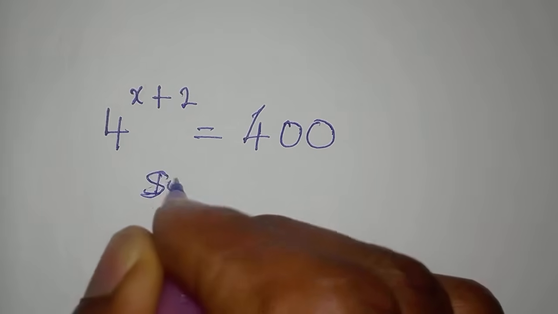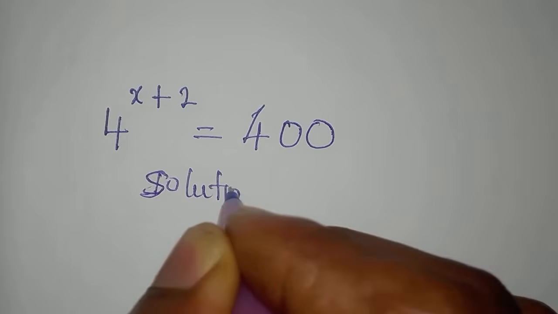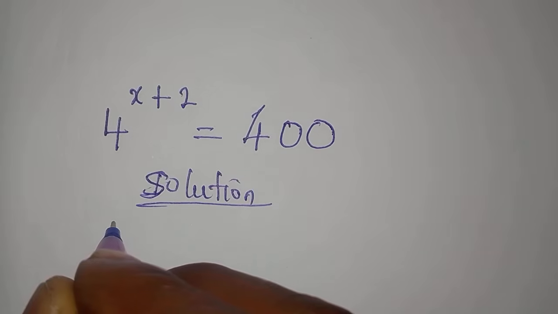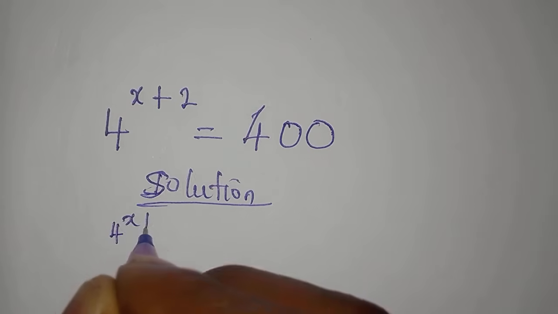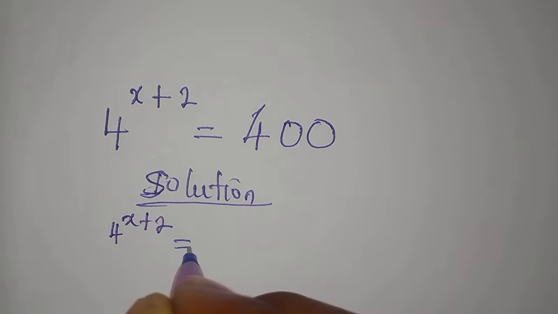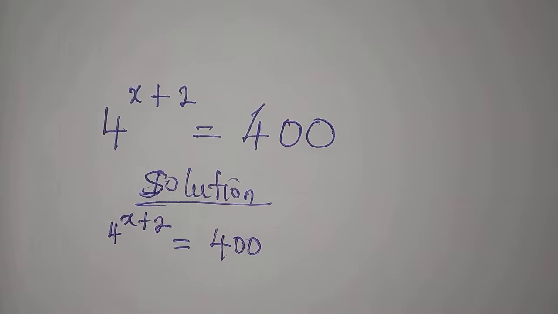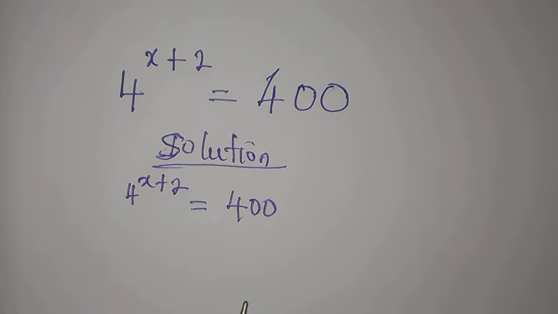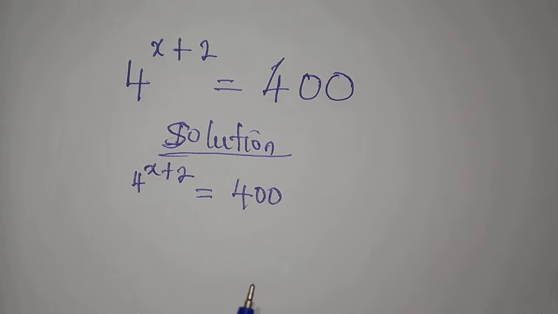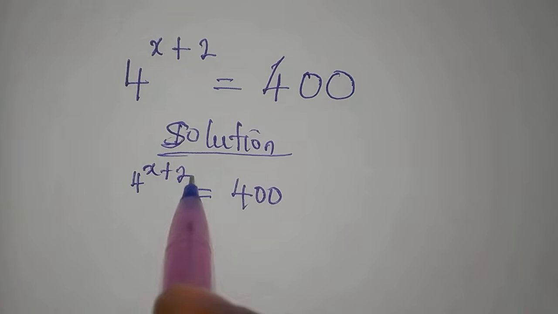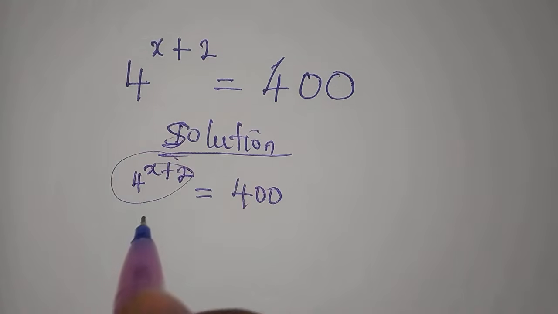Let's provide a solution to this problem here. This is 4 to the power of x plus 2 equals 400. I want to believe you know what to do, but if you do not know, then sit back and understand it right away. There's something we can do here.